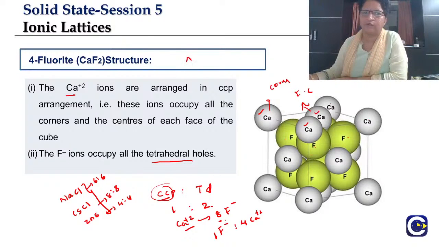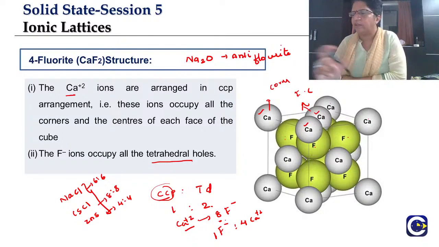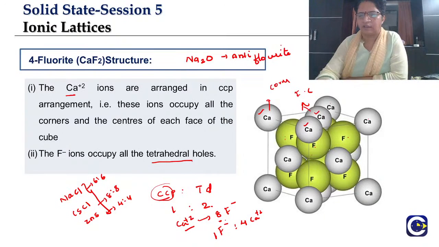In the case of sodium oxide that we will see next, we call it an anti-fluorite structure. A little difference in the arrangement. The cations and anions will vary in their arrangement. That's the only difference that you can see. You are able to understand, right, why we are getting a different coordination number?